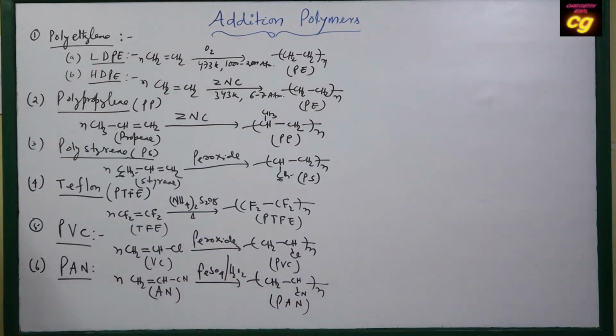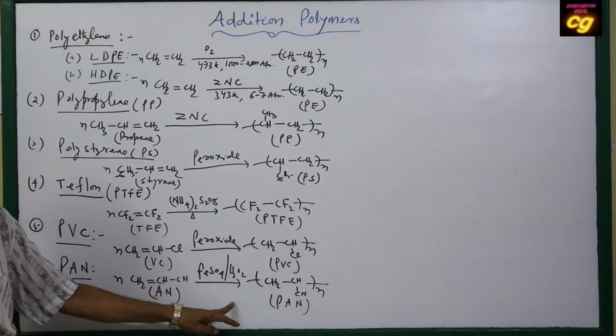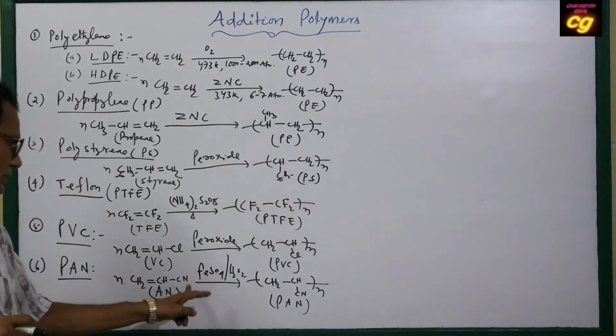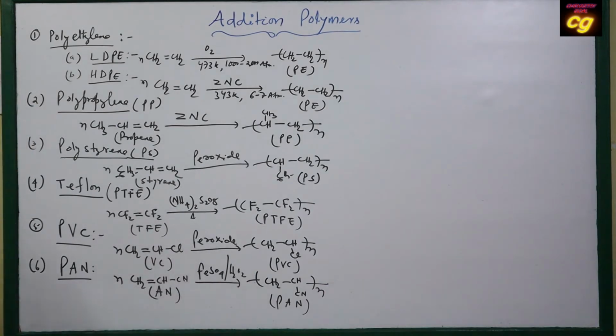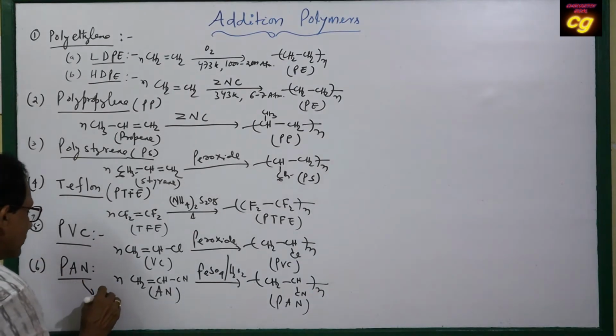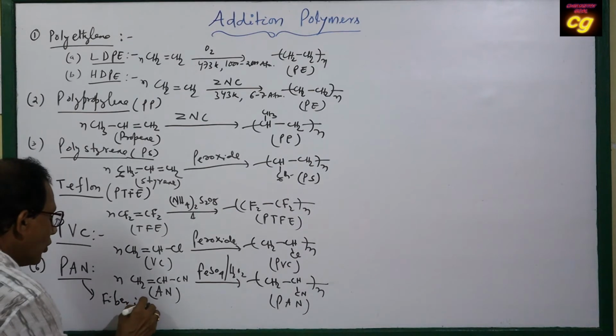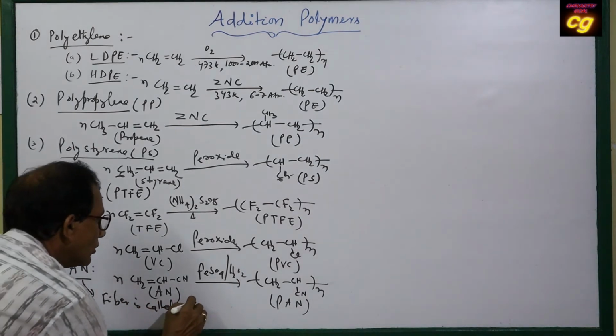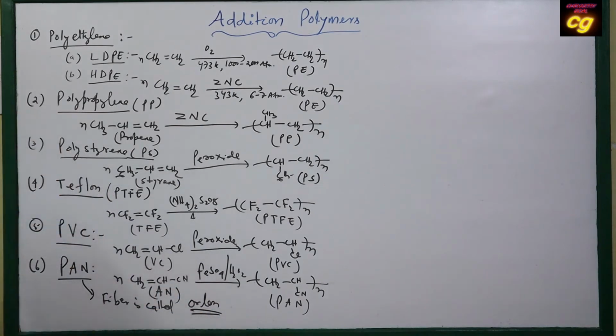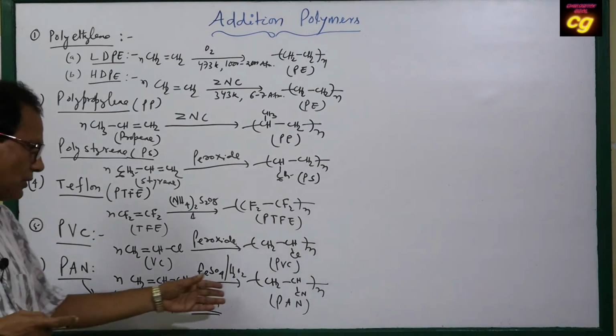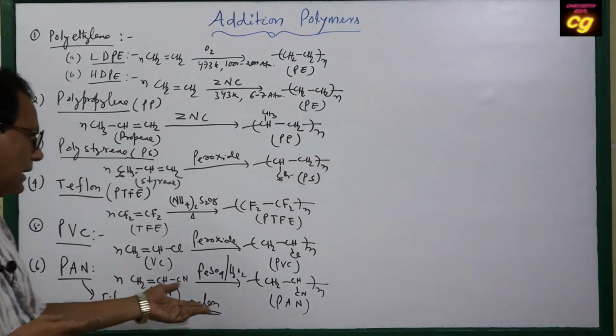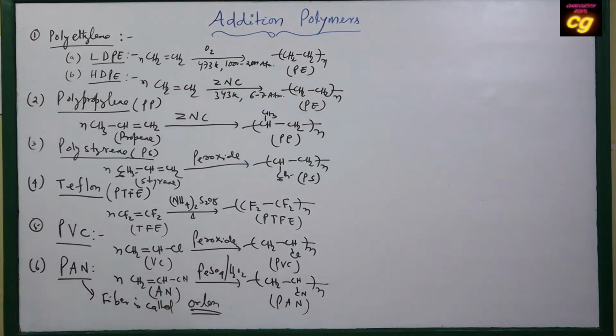polyacrylonitrile. And this PAN is very important, used for carpets and also blankets, preparation of blanket fiber. Okay, and the fiber of PAN is called Orlon. It is very important. Sometimes a question asks what is Orlon. Orlon is the fiber of PAN which is used for preparing costly blankets and carpets. Okay, this is called PAN.